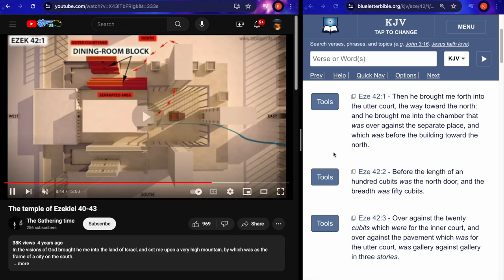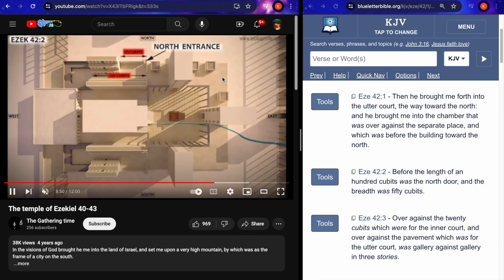All right. So verse 1, then he brought me forth into the utter court, the way toward the north, right, which is up here. And he brought me into the chamber that was over against the separate place. You can see separate place right here. And which was before the building toward the north. So here's a little direction right here. That's the assumed path that was taken.